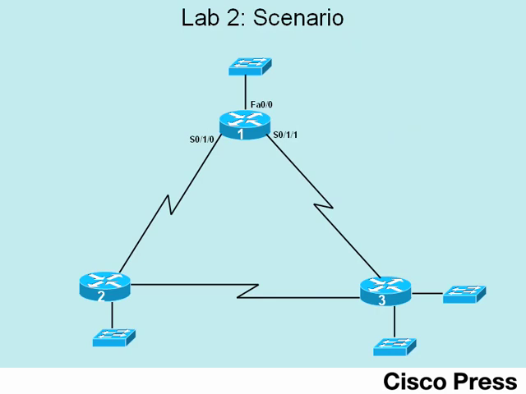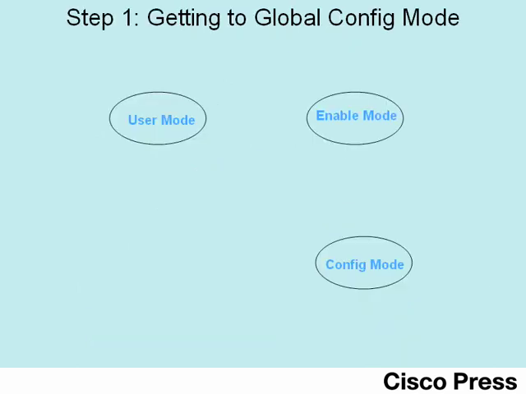Lab number 2 uses the exact same lab topology as lab number 1. In this case, we've got 3 routers and several switches, but we're just going to be using router 1. We'll have a PC connected via a console cable to router 1, and we'll use a terminal emulator on the PC to access the console and configure the router. So let's begin step 1 of Lab 2.